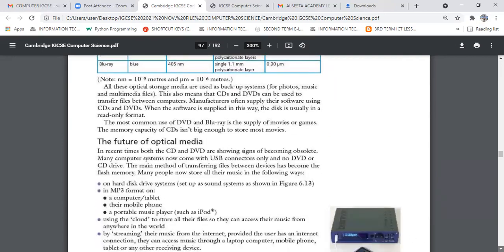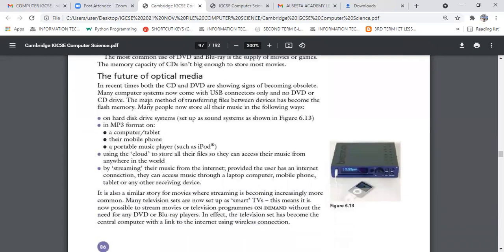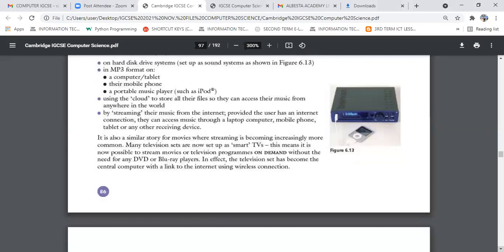So, the future of optical media. In recent times, both the CD and DVD are showing signs of becoming obsolete. Many computer systems now come with USB only and no DVD or CD drive. The main method of transferring files between devices has become flash memory. Many people now store all their music on a hard disk drive in MP3 format, on a computer, mobile phone, or portable music player, or using the cloud and streaming, instead of saving it on their computer system.